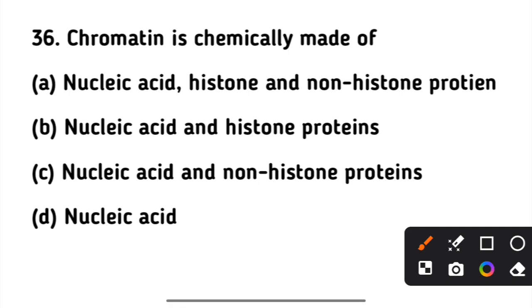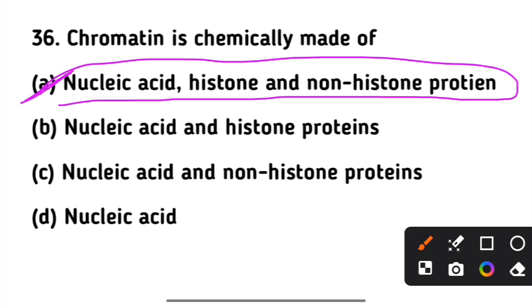Next, chromatin is chemically made of. Options are nucleic acid, histone and non-histone protein. Option A is correct. Chromatin is chemically made of nucleic acid, histone and non-histone protein.